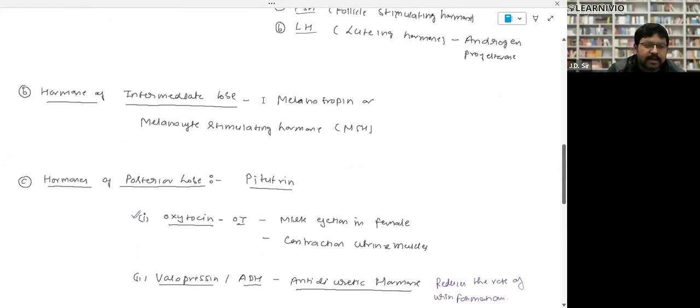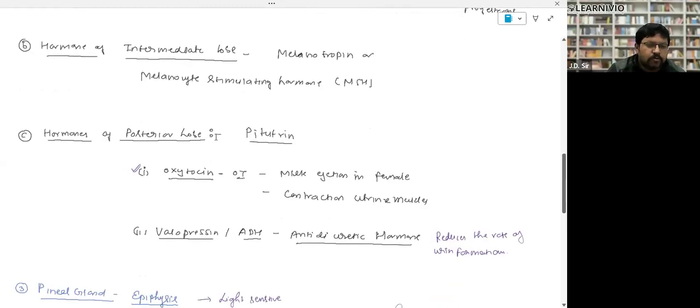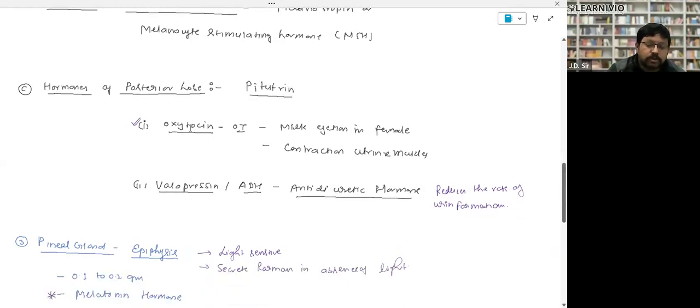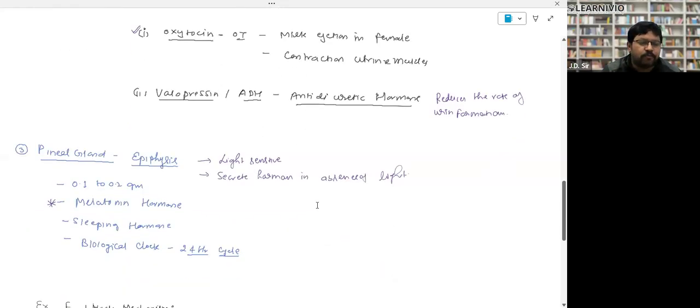The hormone secreted by the intermediate lobe is melanotropin, or melanocyte stimulating hormone. It gives color to our skin and hair. The hormones released by the posterior lobe are also very important. Oxytocin is the milk ejecting hormone in females. When a female gives birth, milk is secreted from the mammary gland because this hormone starts releasing after the birth of the child. It also helps in the contraction of uterine muscles during birth. Vasopressin or ADH is the anti-diuretic hormone. Basically, it reduces urine formation at the scarcity of water.